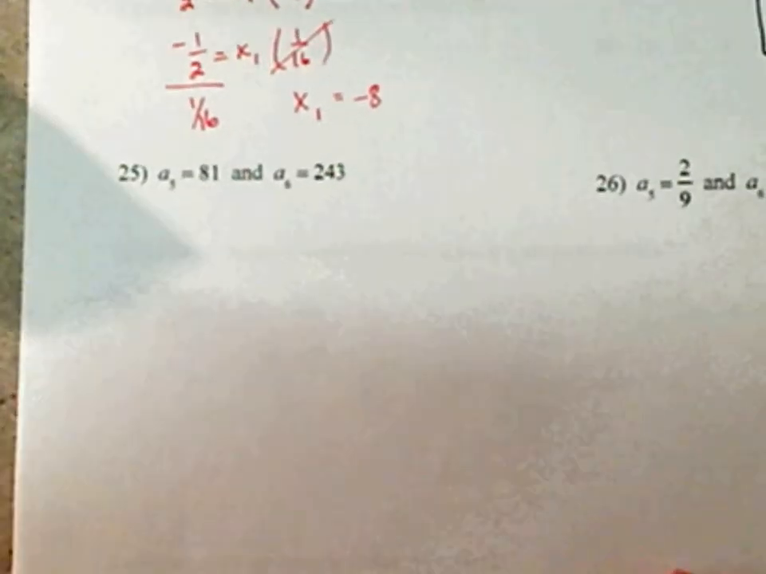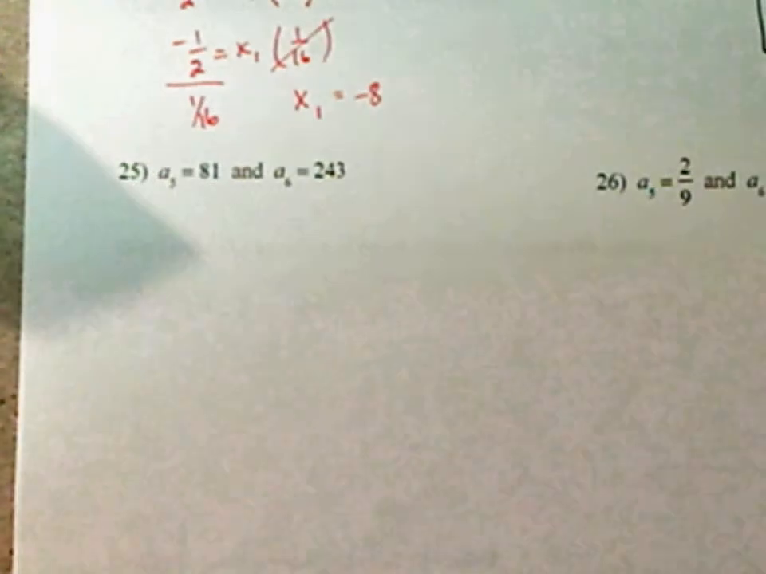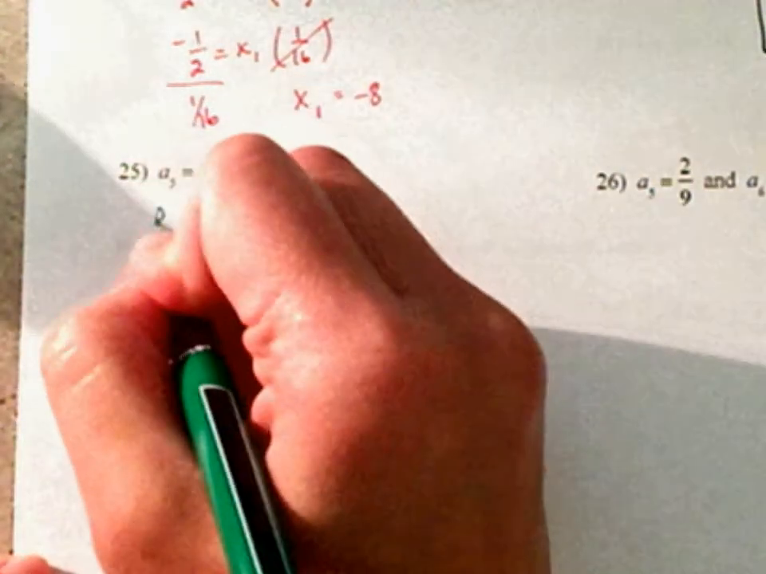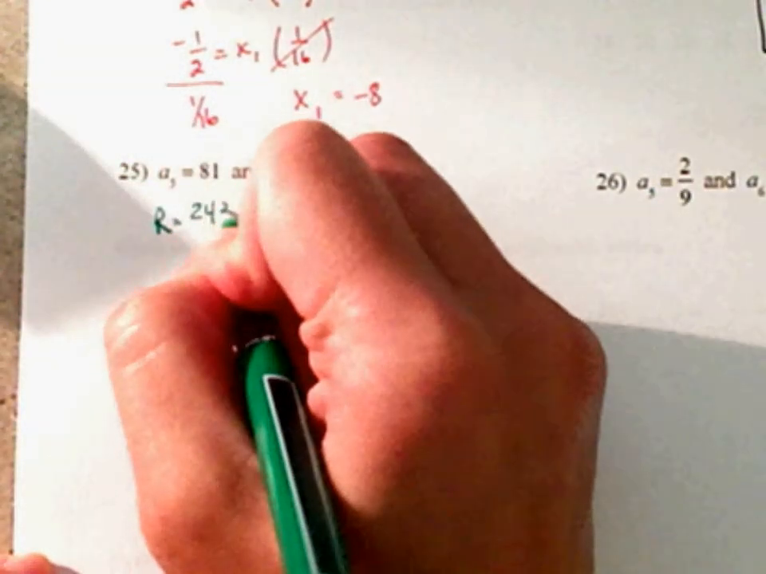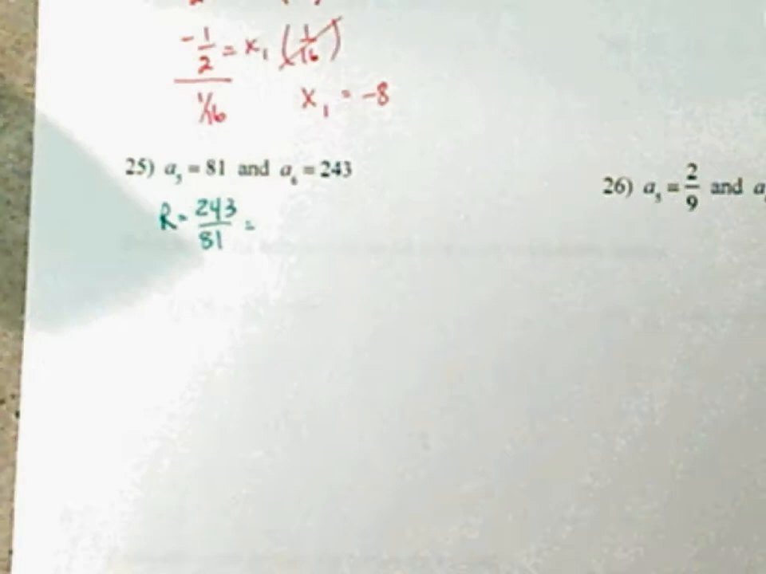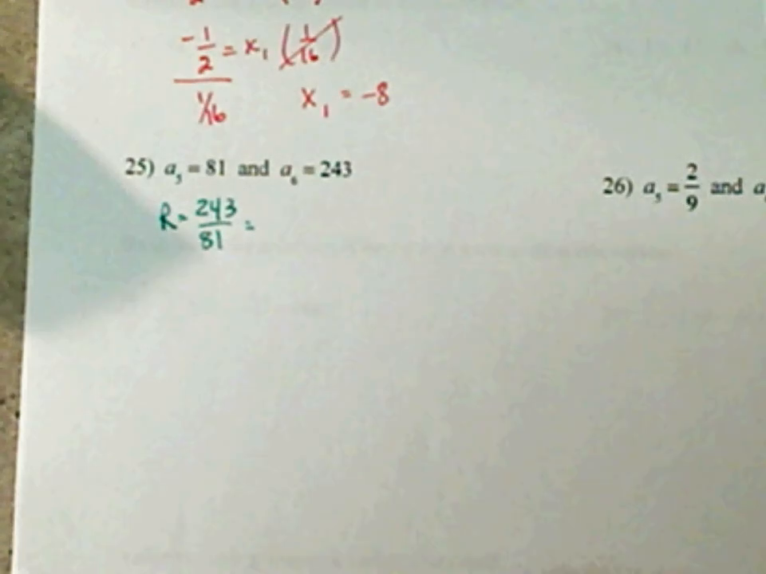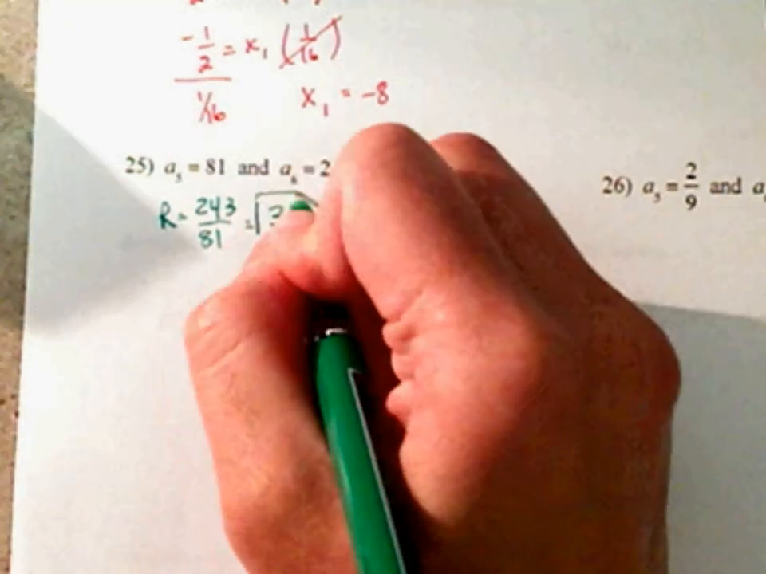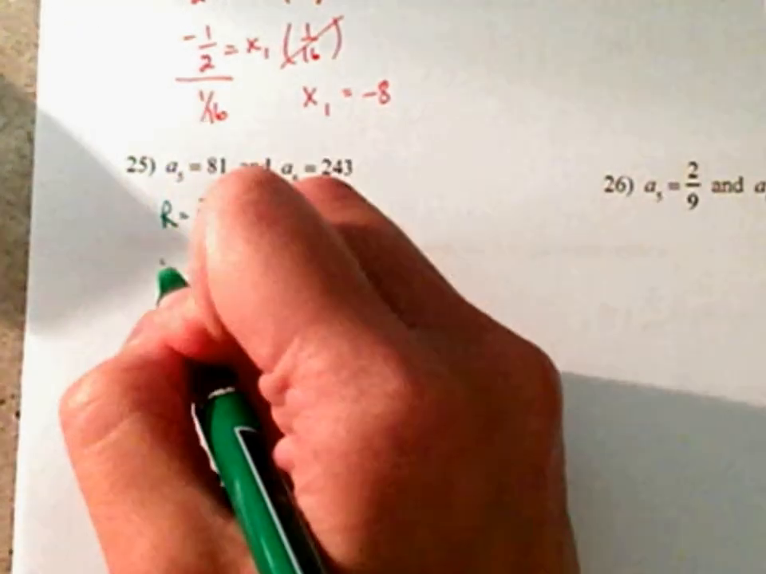Number 25, okay? Look, you see how it's 5 and 6? It's already in order, so that's easy to find your rate. 243 divided by 81 comes out to be 3, so there's your r. Let's go find our first term.